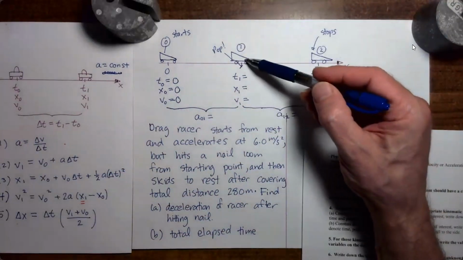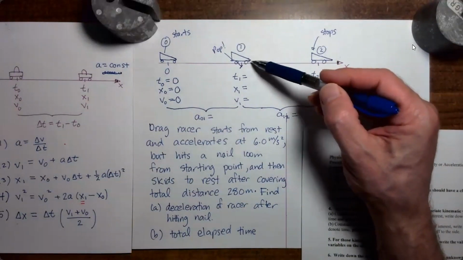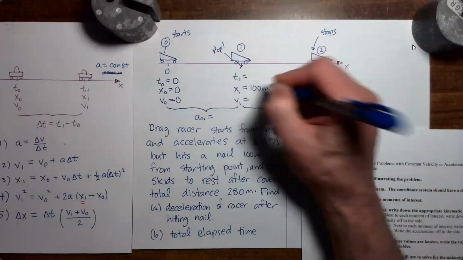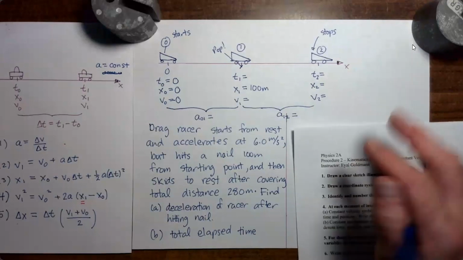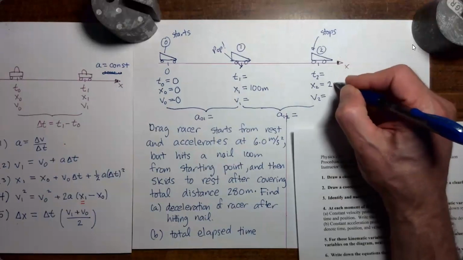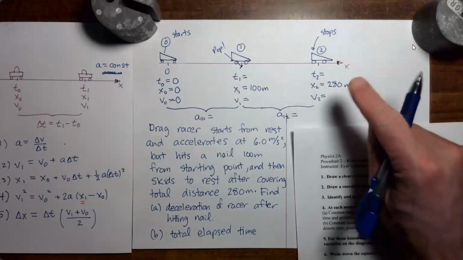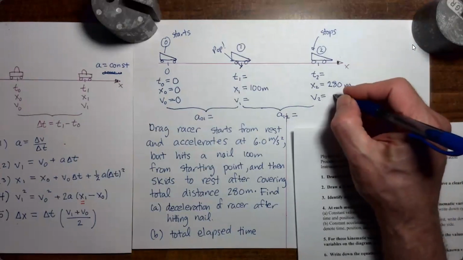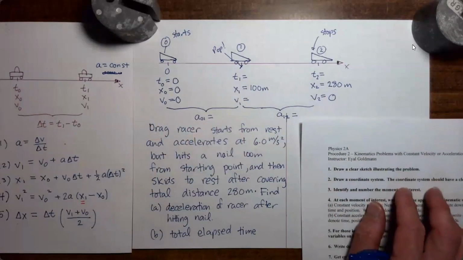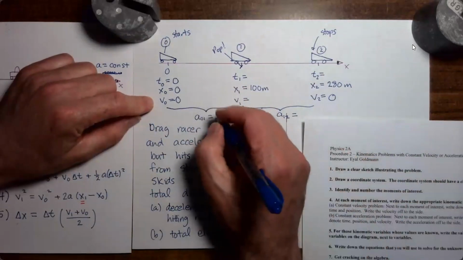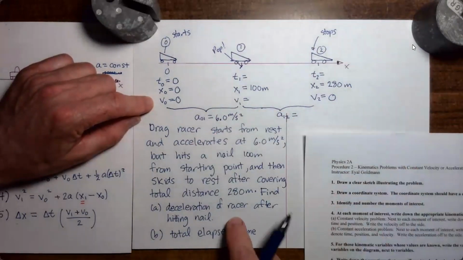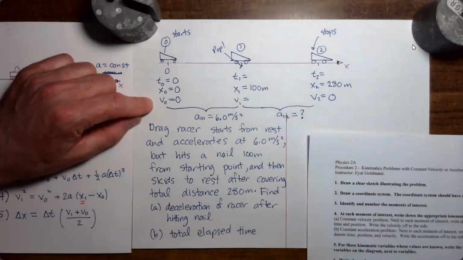Now, as far as this moment right here, where the drag racer hits the nail, all we are given is the position, 100 meters, so we can put that in. And then where the drag racer stops, we are not given the time. The position is given here as 280 meters. And we are told that the drag racer has stopped, so let's put in velocity equals 0. As for the accelerations, A01, that's given as 6.0 meters per second squared. And A12, that's what we are trying to find in part A. We do not know that yet.